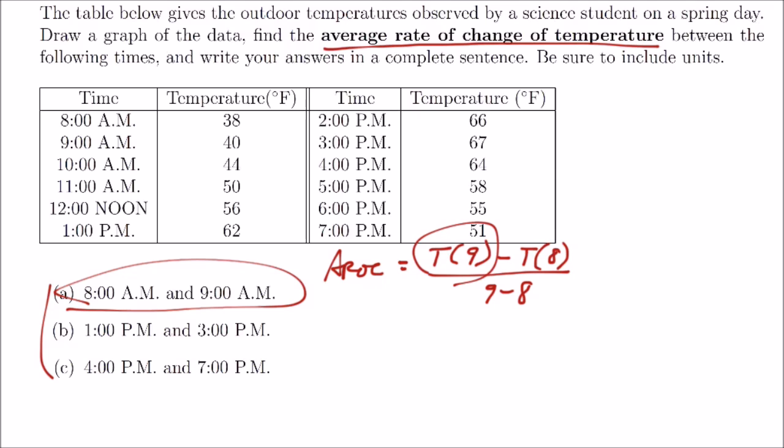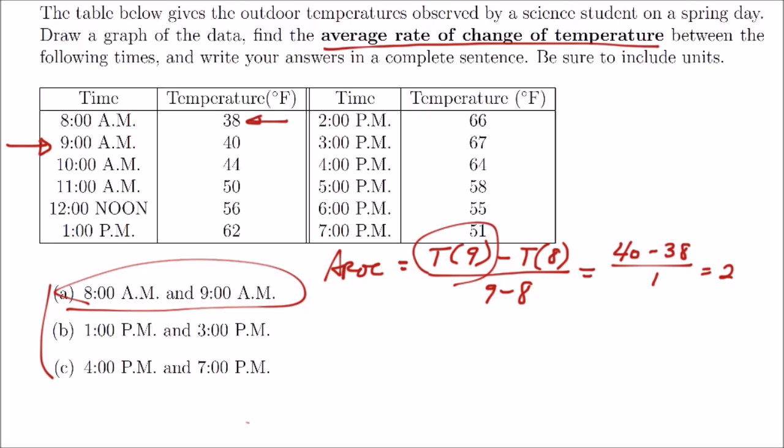But this notation here doesn't quite make sense if you don't have a function to evaluate 9 into. So instead you do a table lookup. You go to the table and figure out what the temperature is that corresponds to 9 a.m. And that's what that notation means, T of 9. And then you go to the table, figure out what the temperature would be when it's at 8 a.m. So from the table, we have 40 minus 38, divided by 1, which gives us 2.